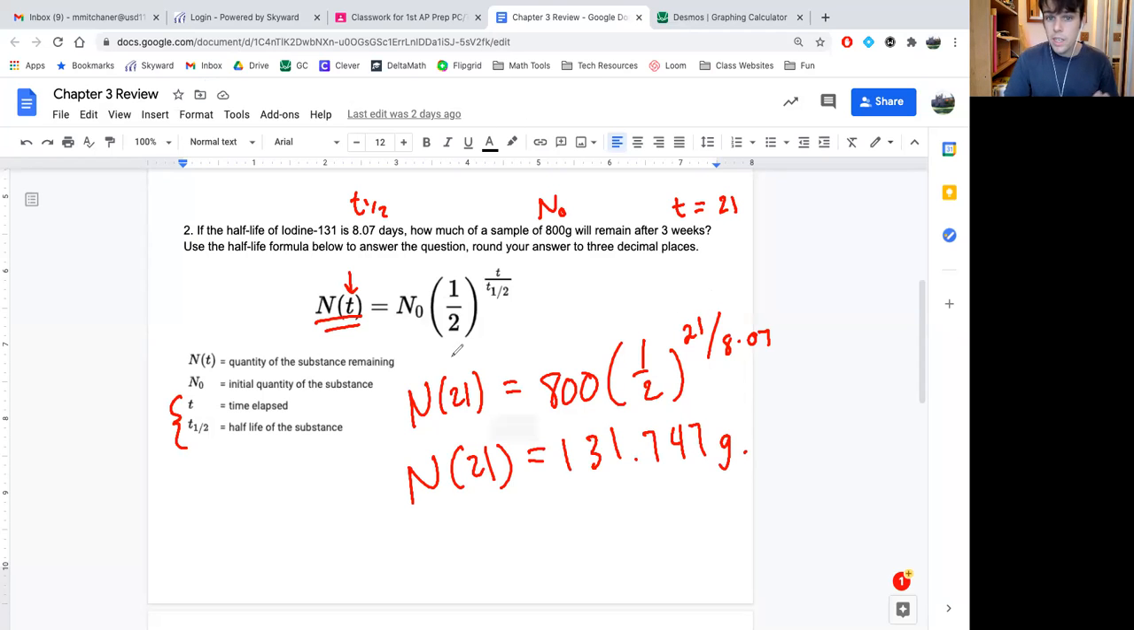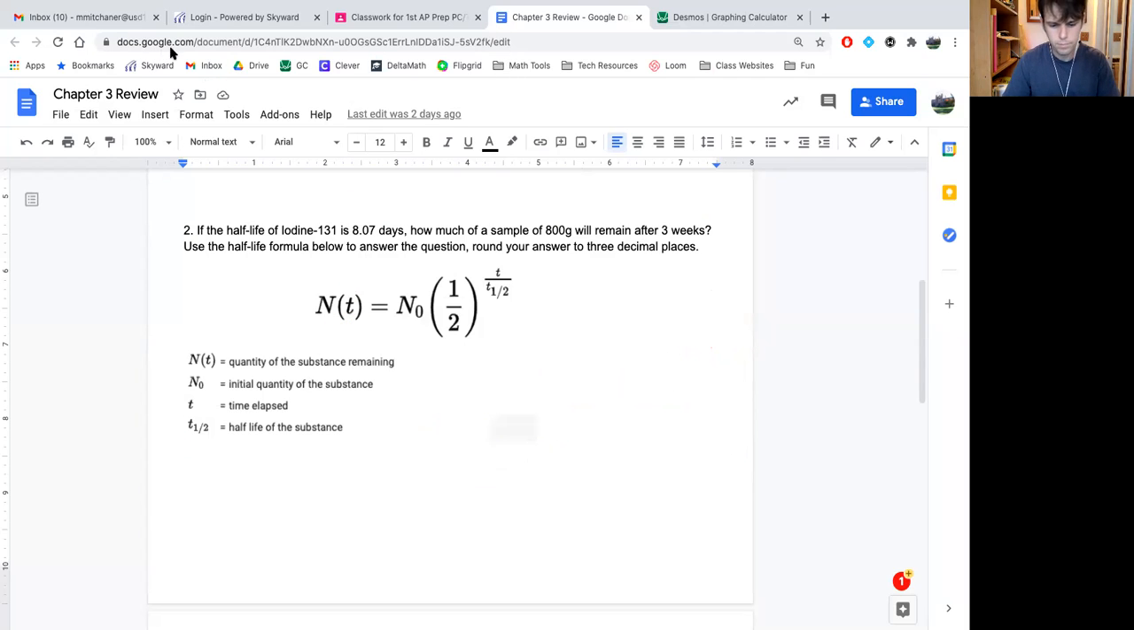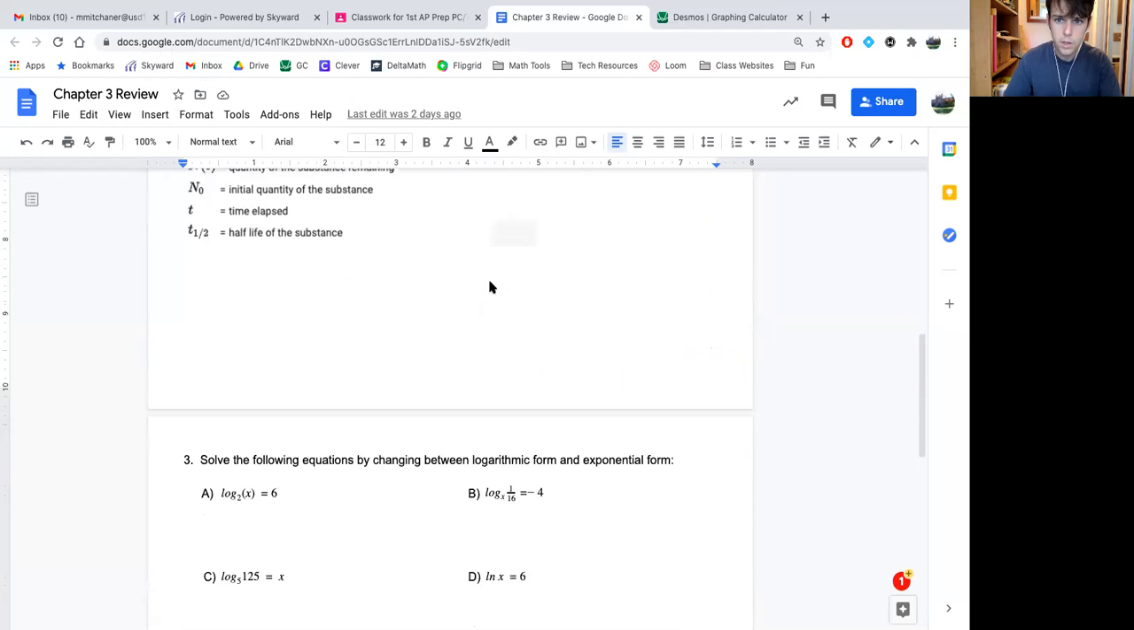Just using a function, taking the information that's provided to you, kind of turning that into something we can evaluate. All right, let's go ahead and move forward.